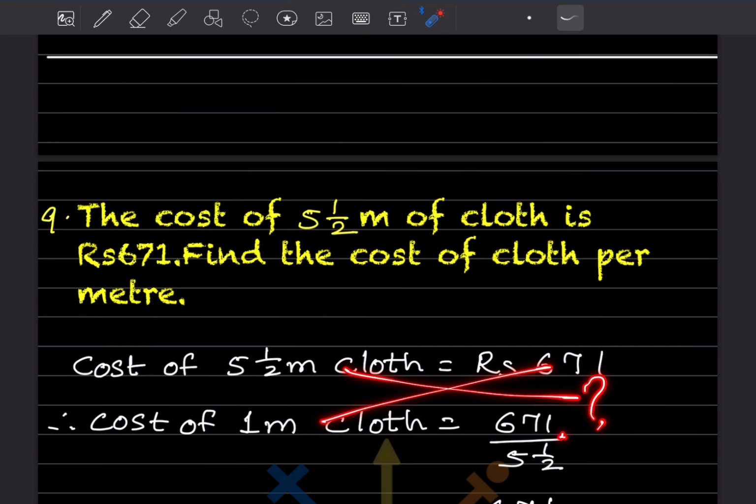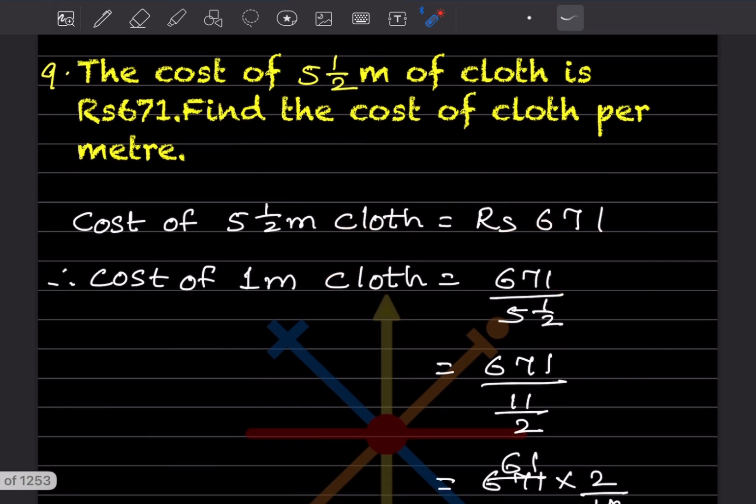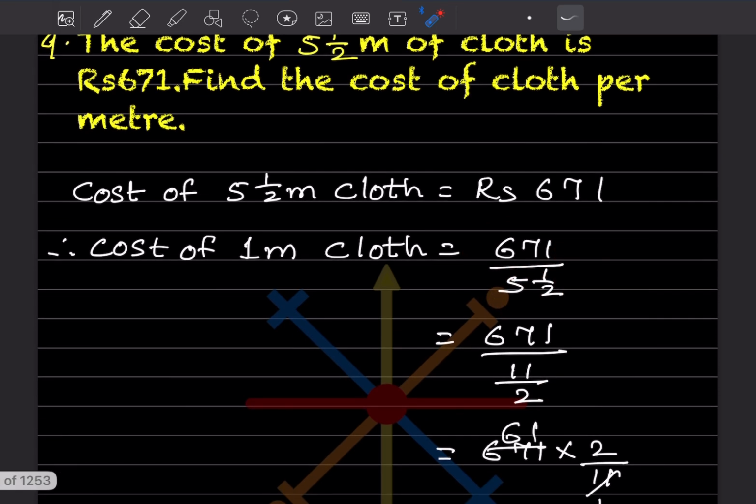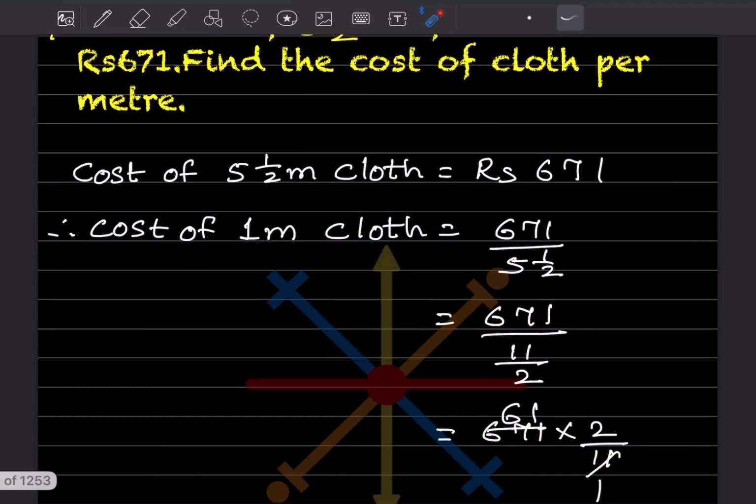So that will be 671 divided by 5 integer 1 by 2. This is the numerator and this is the denominator. So 671, the numerator stays as it is, but this will get flipped over, so that will be 2 by 11.